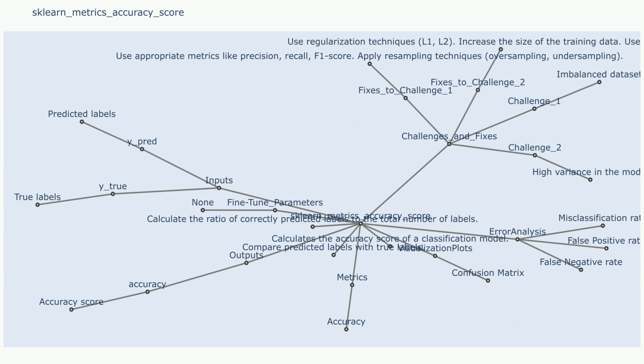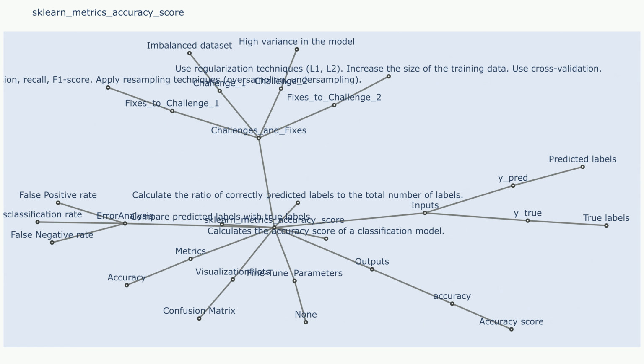Fixes to challenge 1: use more appropriate metrics like precision, recall, F1 score, or AUC-ROC. Consider using techniques like oversampling or undersampling to balance the class distribution.